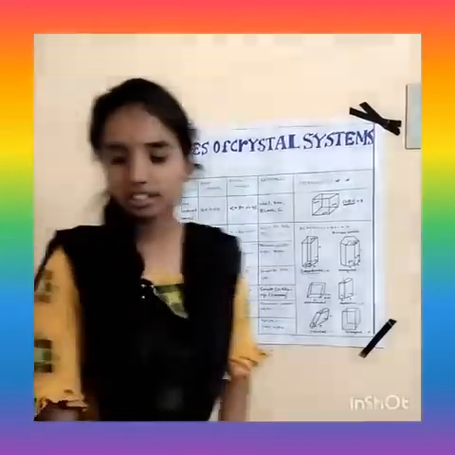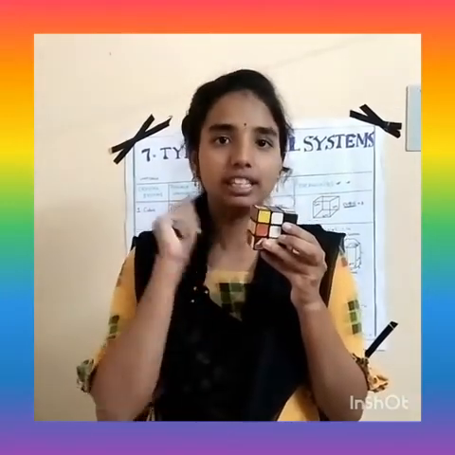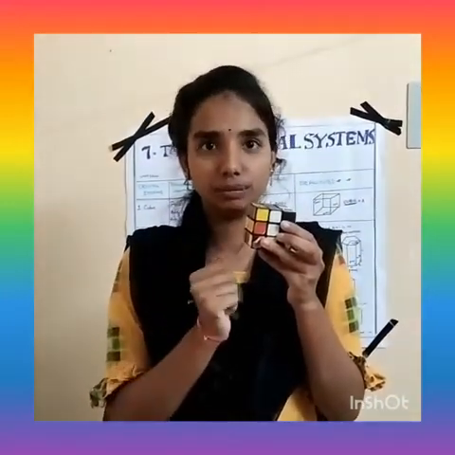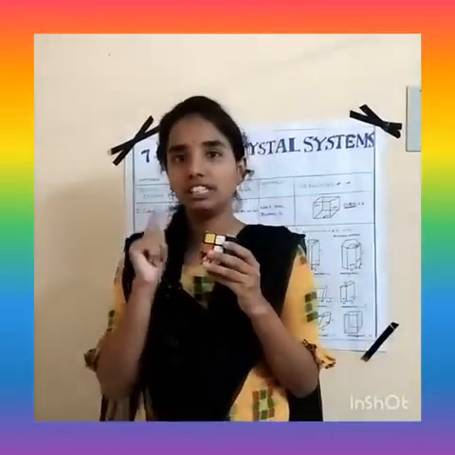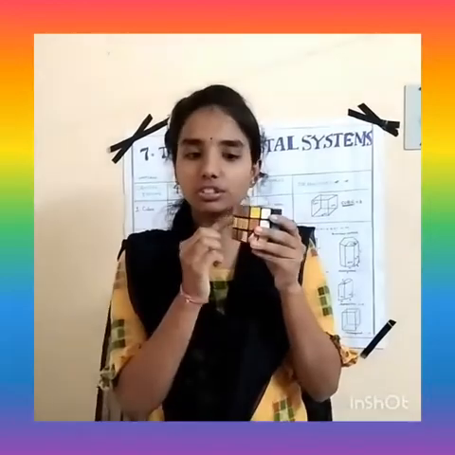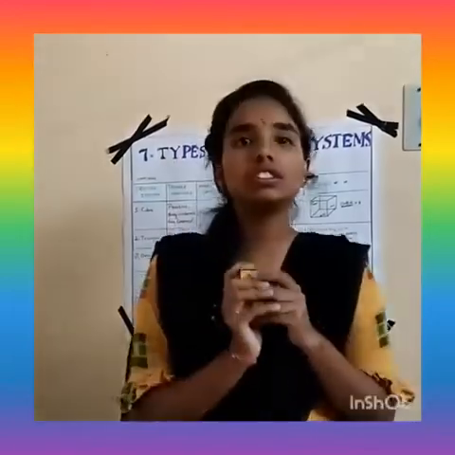First is cubic. Cubic is the one where the length equals the breadth equals the height. It means a = b = c, and the angles alpha, beta, gamma are also equal to 90 degrees. We can also see the possible variations in this cubic.